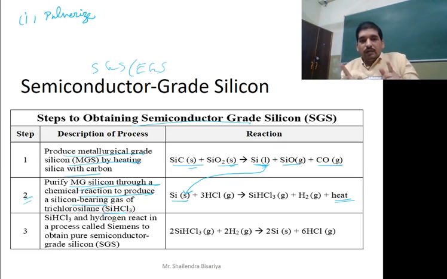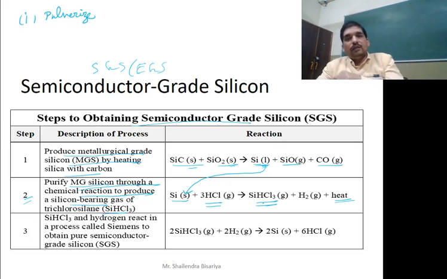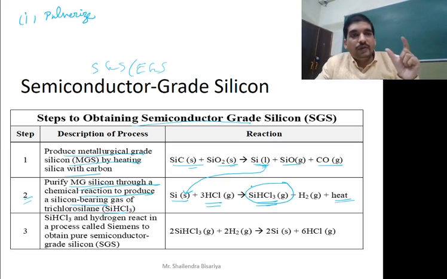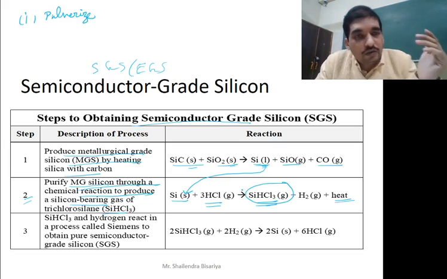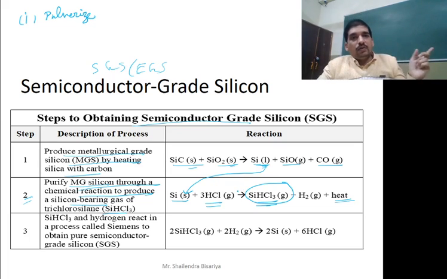We combine this solid with HCl gas and we obtain another gas. We convert this silicon again into SiHCl3, that means trichlorosilane. We obtain the gas of trichlorosilane from the silicon solid. Okay, and H2 gas will emerge out, heat will be produced. Now see the third step.